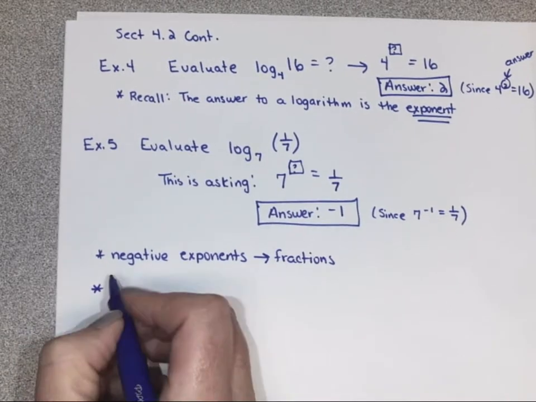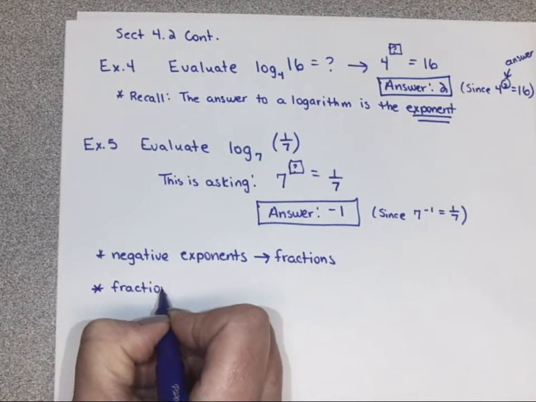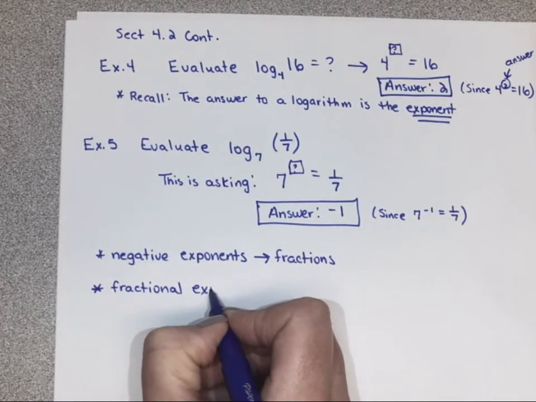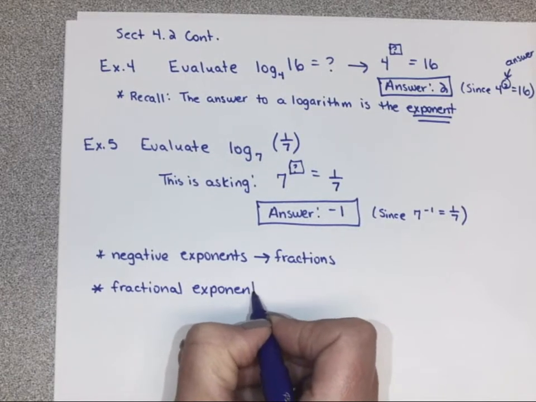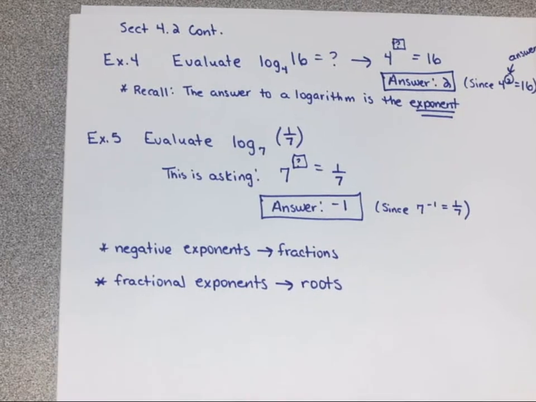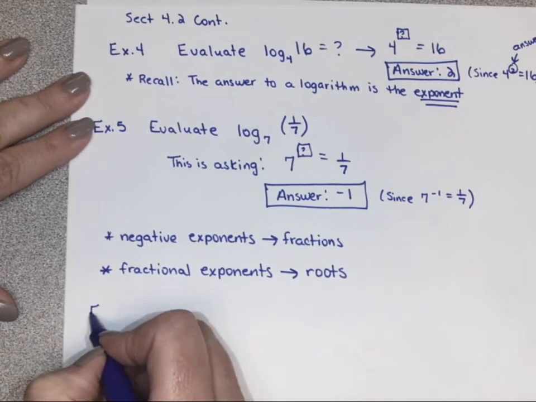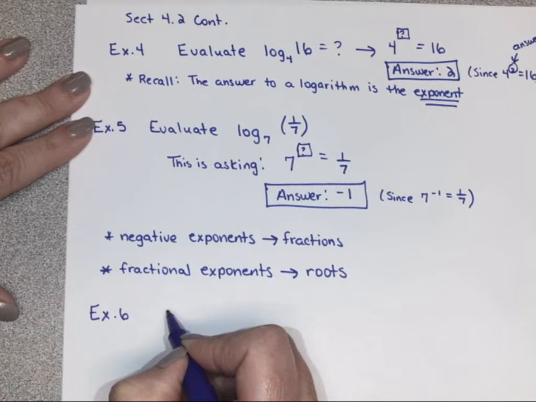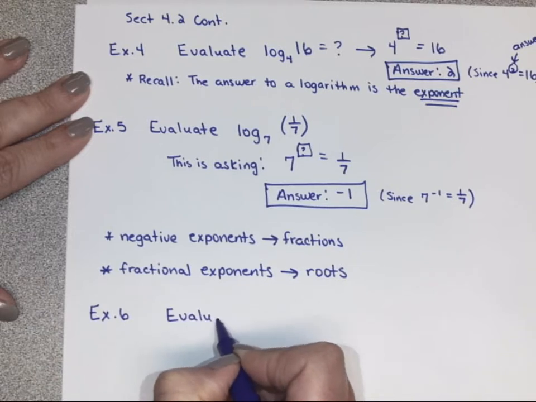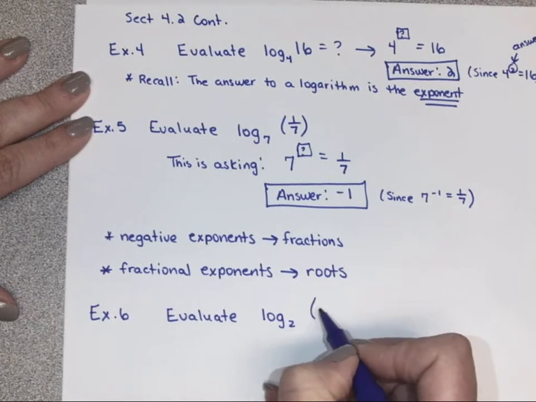While we're on the concept of weird exponents, remember that fractional exponents give us what kind of things? What does something to the 1/2 power mean? Do we remember that? 1/2 power means square root. 1/3 power means cube root. So we're going to need to be able to identify these more unusual exponents as well. Let's look at a couple more examples where we're asked to evaluate, and maybe the exponent is not just a positive whole number.